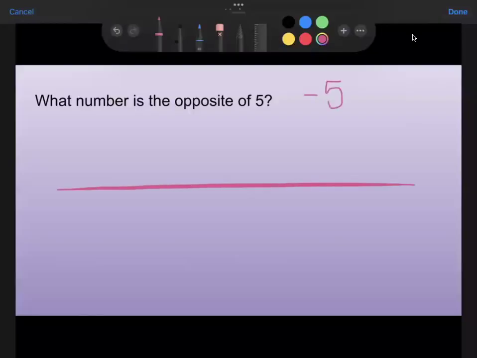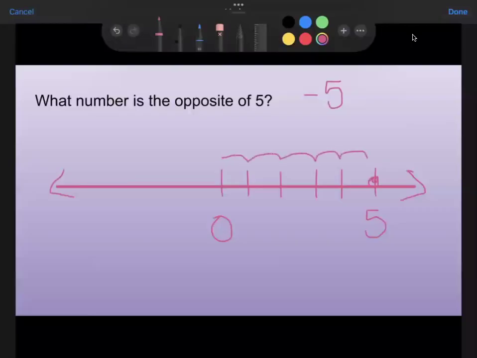But let's use the number line just to double check. So I'm going to make a number line with 0 in the middle. I'm going to graph 5. So that'd be 1, 2, 3, 4, 5 on the number line right there. And then to be the opposite, well, first of all, this is 5 units away from 0 on the positive side. So my opposite will be 5 units away from 0 on the negative side. 1, 2, 3, 4, 5. Out here at -5. So that's how I know -5 is the opposite.